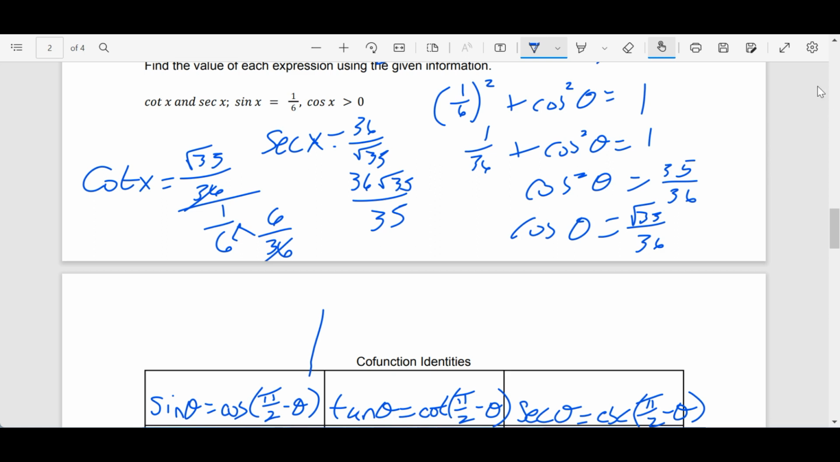Oh, I just realized a mistake because I did not square root the 36. So sorry about that. 6. So it's actually 6 root 35 over 35. And then this is actually a 6. So I never had to do that.